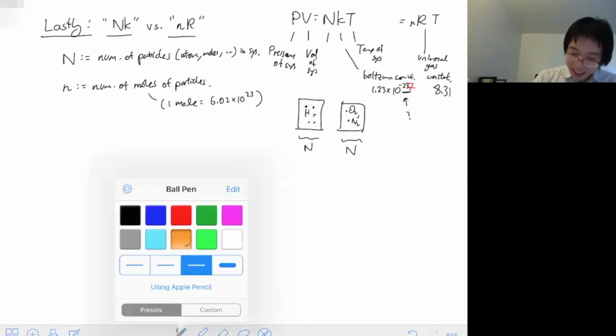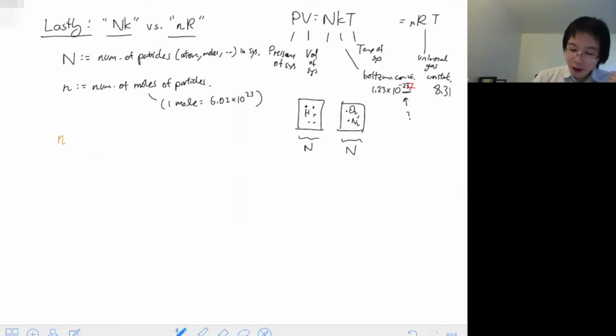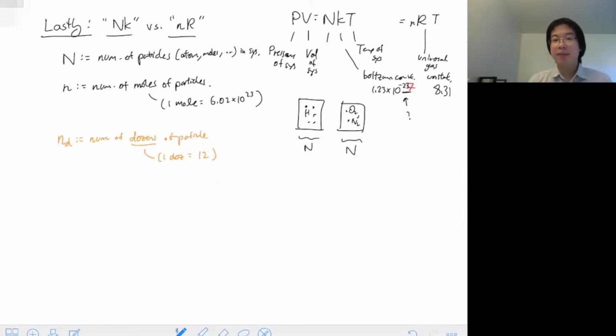I want to give you the idea. Let's say I introduce a new variable called ND. It's the number of dozens of particles. It's the same idea, okay? So here, 1 dozen is equal to 12. 1 mole is 6.02 times 10 to the 23. I'm not hiding any SI units. There are no SI units. It's literally mole. The word mole equals this number.